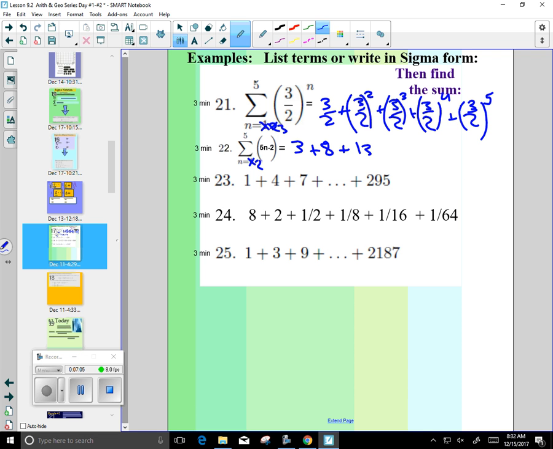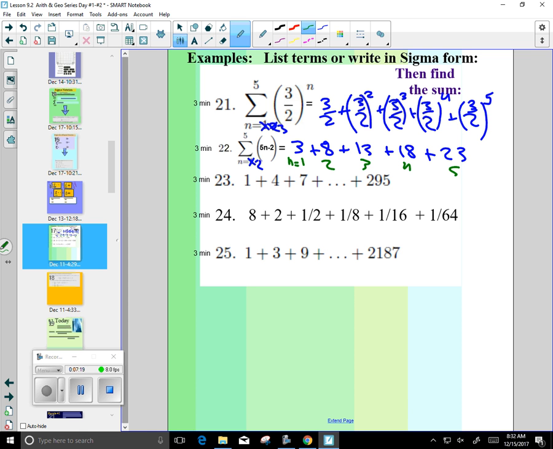This is 1, 2, 3, 4, and 5. N equal to 1, 2, 3, 4, and we stopped at 5. I don't care what the sum is. How many got those listed out?